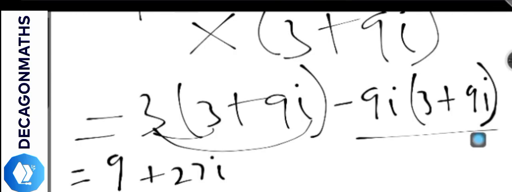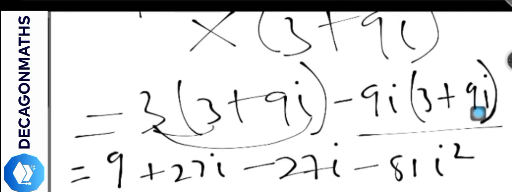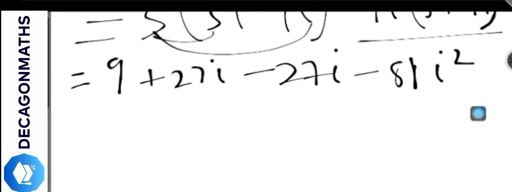And then move on to the next part, which is this. We have minus 9i multiplied by 3 gives a minus 27i, and then we have minus 9i multiplied by 9i gives minus 81i squared. Let me write this well. Minus 81i squared. Alright. So we know that this cancels this. Then we are left with 9 minus 81i squared.